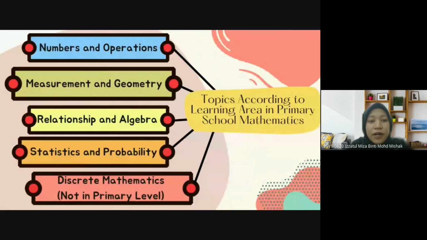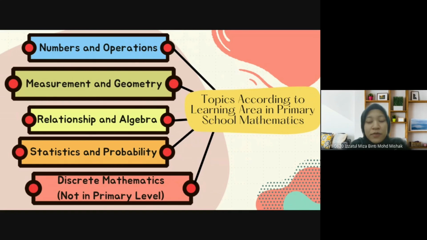These are the topics according to the learning area in primary school mathematics. There are 5: first, numbers and operations; second, measurement and geometry; third, relationships and algebra; fourth, statistics and probability; and the last one, discrete mathematics. But this discrete mathematics topic does not apply at the primary level.